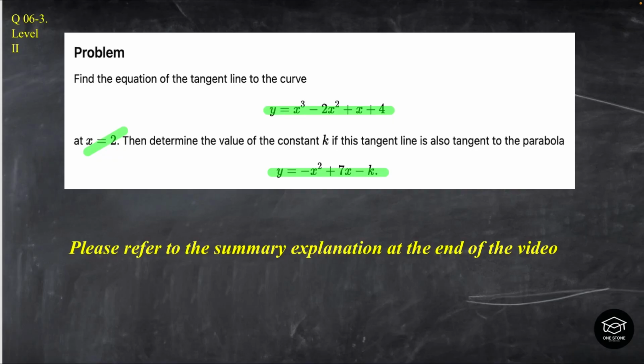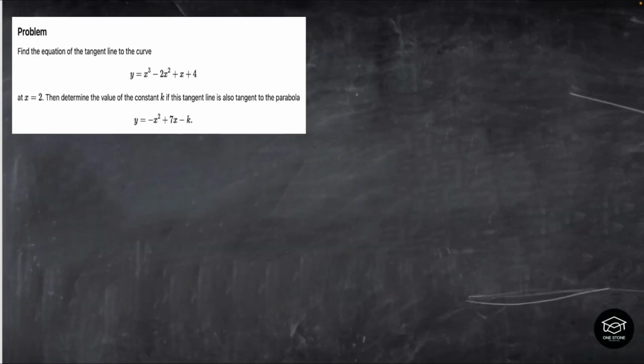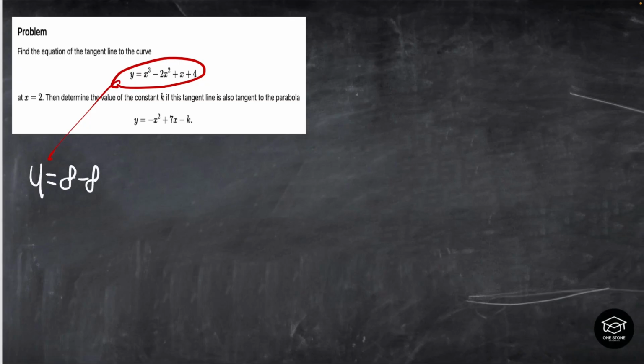Let's begin. First, we find the tangent line to the cubic at x equals 2. We substitute 2 into the cubic. 2 cubed is 8, minus 2 times 2 squared, which is 8, plus 2 plus 4. That gives us 6. So the point on the curve is the point (2, 6).